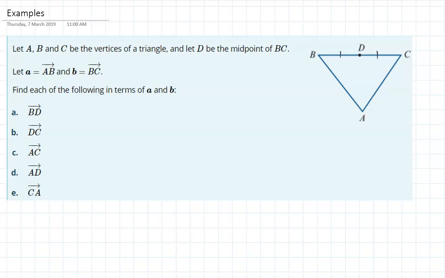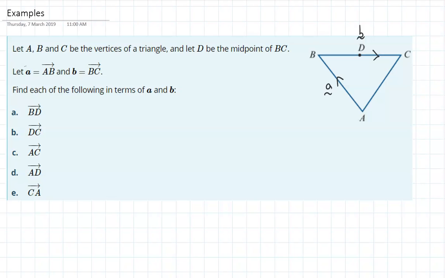Now, typically a would be OA, but for the sake of this example, they're going to label a to be AB. So that means that from A to B, the direction of a is from A to B. The arrow is very important. Little b is BC. So this distance all the way across here is BC. I'm going to rub out those little marks for the moment, and I'm going to put an arrow to indicate that that's b. So find each of the following in terms of a and b.